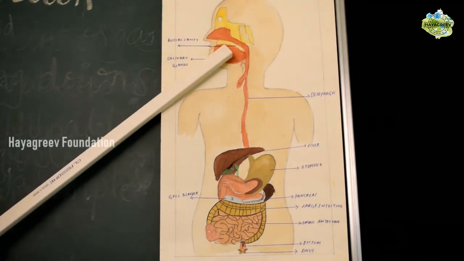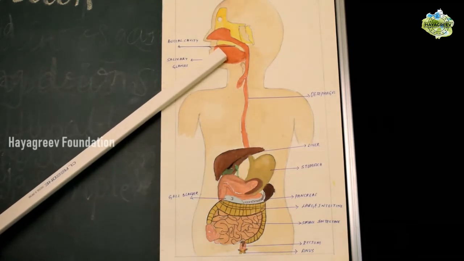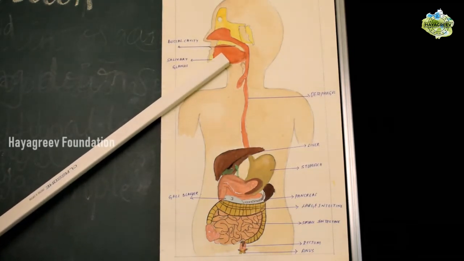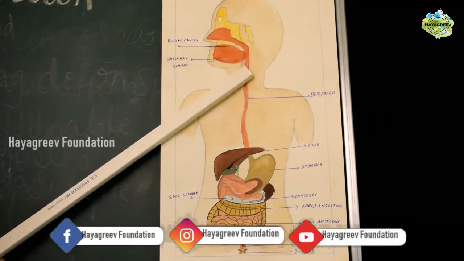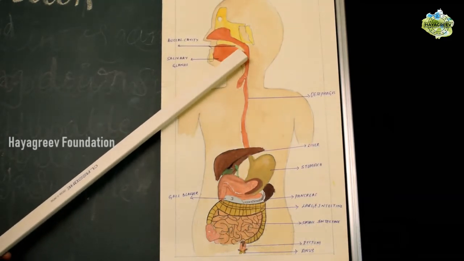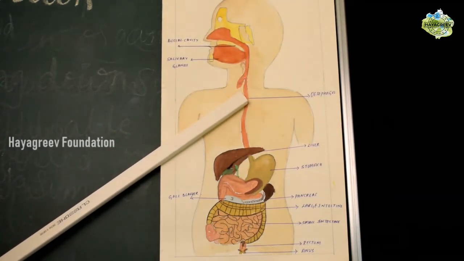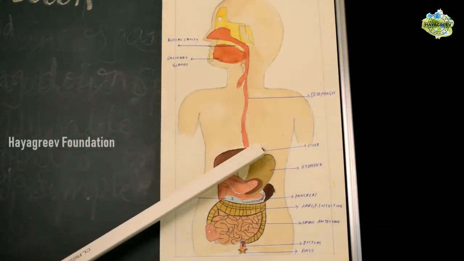So the completion of carbohydrate digestion that takes place here is only a partial digestion. When it takes place here, the food is swallowed in the form of bolus. Bolus, B-O-L-U-S, is nothing but the lump of food which is swallowed through the esophagus here. The esophagus is a long tube which connects the buccal cavity with the stomach.